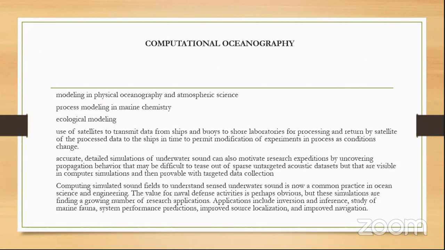Now, another thing is oceanography. How can we use the modeling? In this case, the importance of chemistry plays a very important role, because of how you process the modeling in case of marine chemistry. We can even use satellites to transmit data from ships to shore laboratories for processing. We can use accurate simulation of underwater sound, and once you get the underwater sound, then you can simulate and predict what types of sounds may arise in your underwater domain.